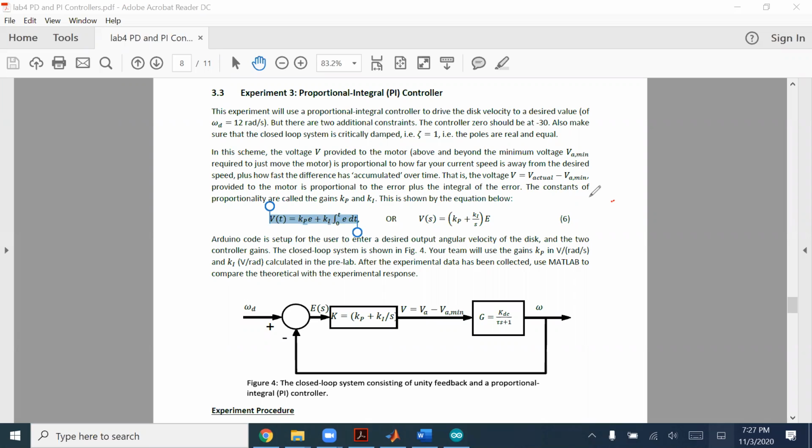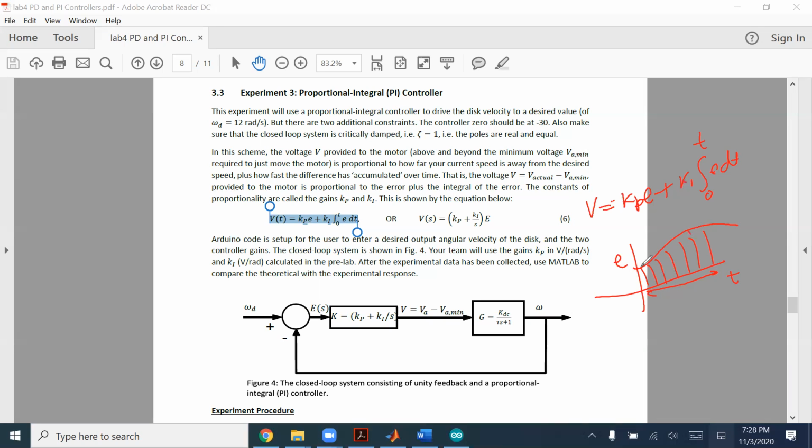And then we have that the voltage we want is kp times error plus ki times the integral of the error from time 0 to t. And if you remember, what is an integral? The integral is the area under the curve. So if we have an error as a function of time, we are integrating the error over time. So we're finding the area.